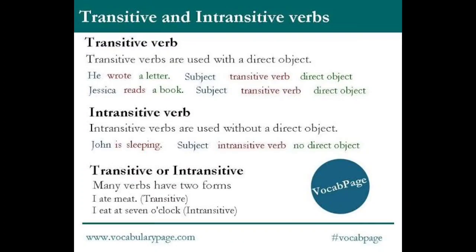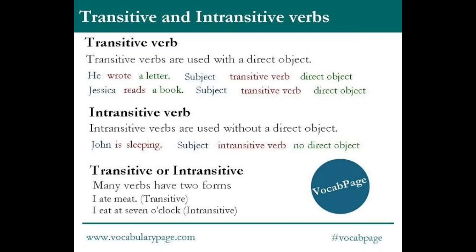So, children, as I told you already, transitive verbs are used with a direct object. So, see the examples here. He wrote a letter. So, here wrote is a transitive verb with a direct object, letter. Then, the next one, Jessica reads a book. Here, Jessica is the subject, reads is a transitive verb, and the direct object is the book. So, transitive verbs are usually used with a direct object.